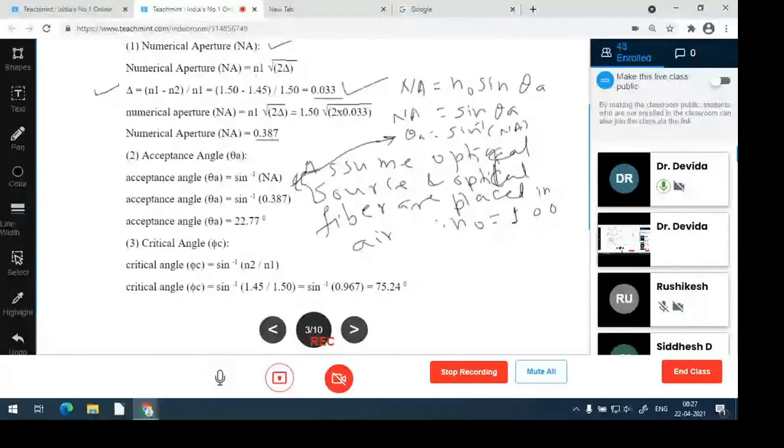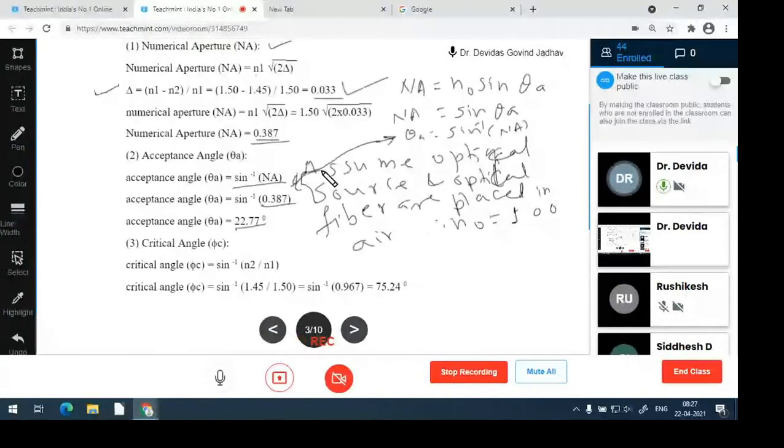So acceptance angle theta is sin inverse Na. Sin inverse Na. So acceptance angle theta is sin inverse of Na, which is 0.387 as we have calculated. So sin inverse of 0.387 and the acceptance angle is 22.72.